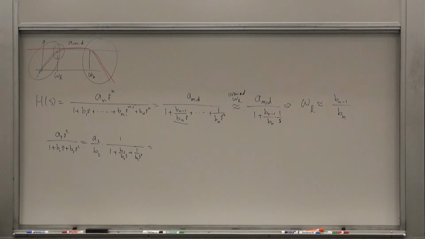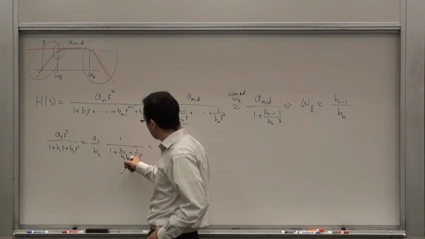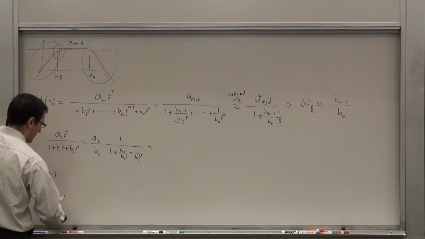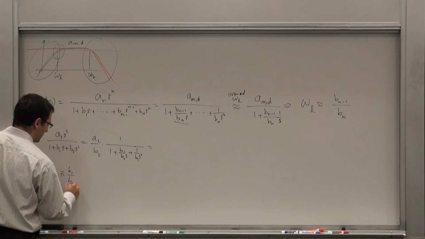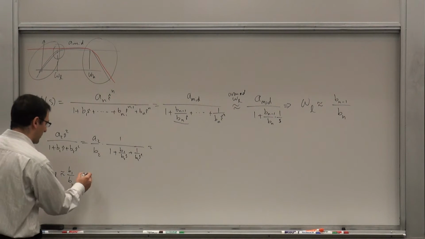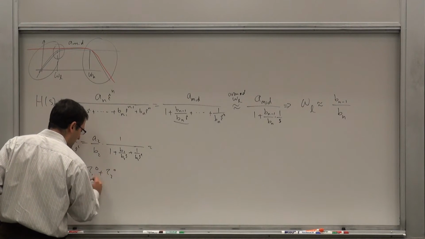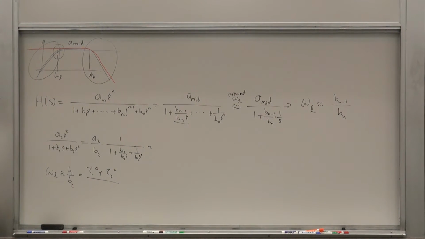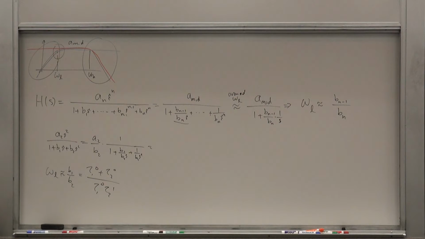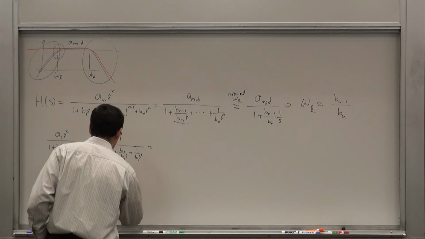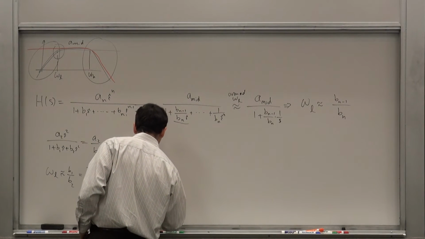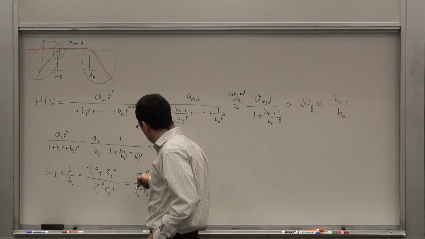Correct? And so in this case, I'm saying that my omega L is approximately B1 over B2. But what is B1 over B2? What is B1? You know what B1 is, right? Tau 1,0 plus tau 2,0, the sum of the zero value time constants. And what is B2? It's tau 1,0 tau 2,1. Fair? So I can write it as the sum of the two: tau 1,0 over tau 1,0 tau 2,1 plus tau 2,0 over tau 1,0 tau 2,1. What is this? These guys cancel each other, right?